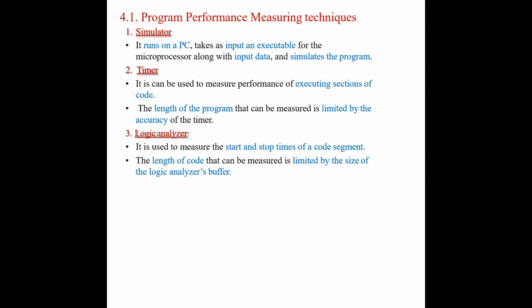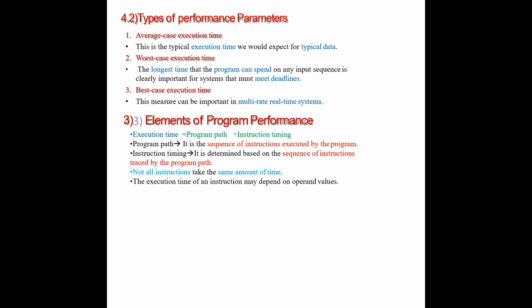Next one is program performance measuring techniques. For program performance measuring, we have some components called simulator, timer and logic analyzer. The simulator runs on a PC, takes the executable for the microprocessor along with the input data, and simulates the program. In the case of a timer, it can be used to measure the performance of executing sections of code. The length of the program that can be measured is limited by the accuracy of the timer. The logic analyzer is used to measure the start and stop times of a code segment. The length of the code that can be measured is limited by the size of the logic analyzer.